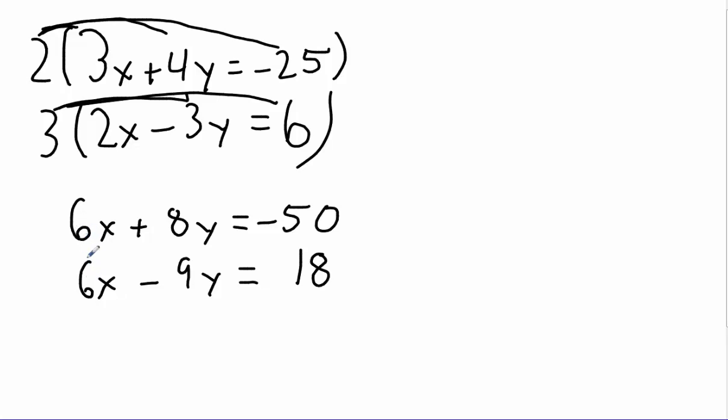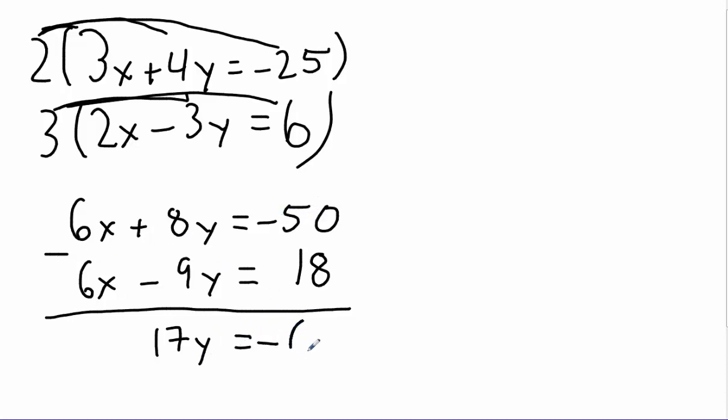Now, if you notice, nicely our x's match, they're both a 6. So since they're both positive 6, in order to make them eliminate or go to 0, we need to subtract the equations. 6x minus 6x is 0x. I'm not going to write it. 8y minus a 9y gives us a negative 17y. Then negative 50 minus 18 gives us negative 68. I meant this is a positive 17y. I think I said negative.